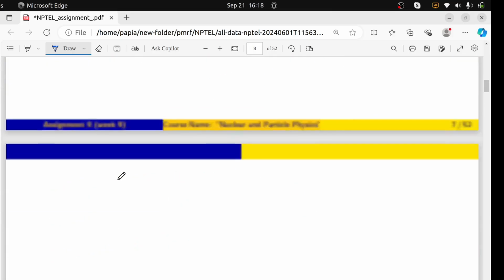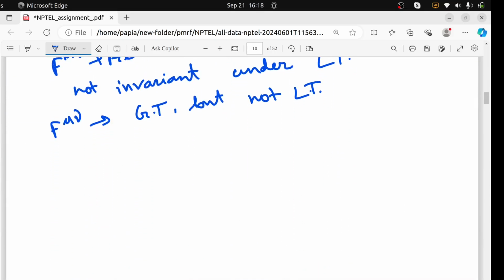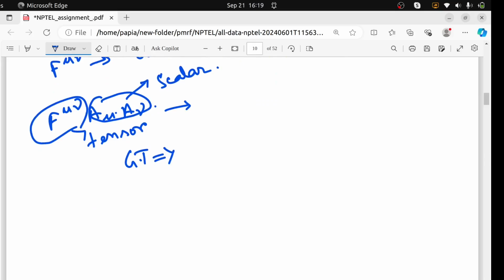For the second option case, there was F_μν A_μ A_ν. So let me write this one here: F_μν A_μ A_ν. To check whether it is gauge invariant or Lorentz invariant, first of all, F_μν is a tensor. This as a whole is a scalar. Now check the gauge transformation. So what will happen if that quantity is under the gauge transformation?